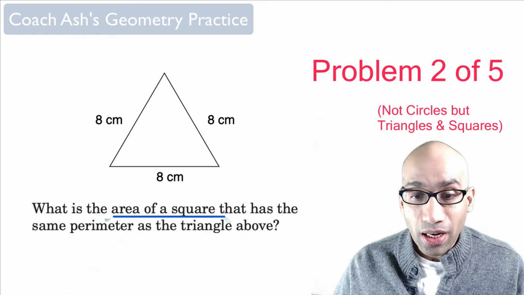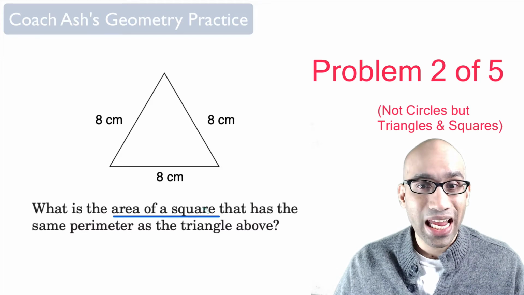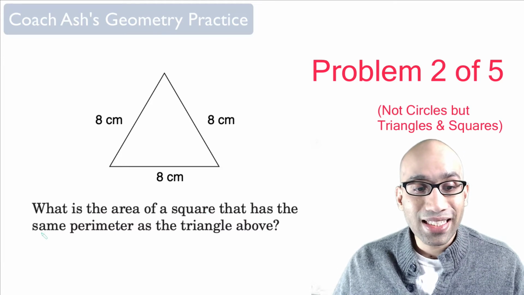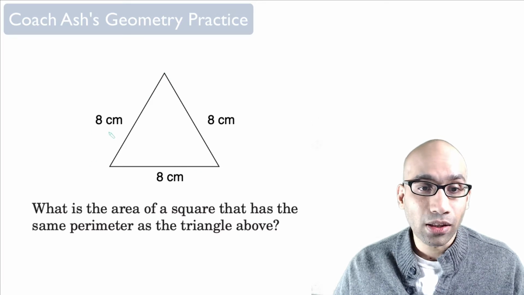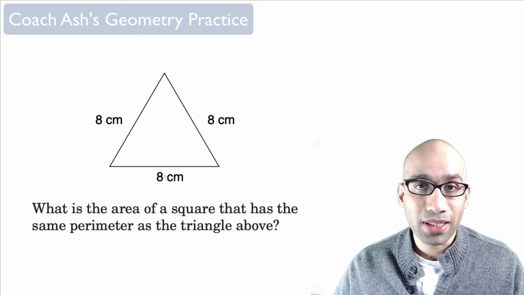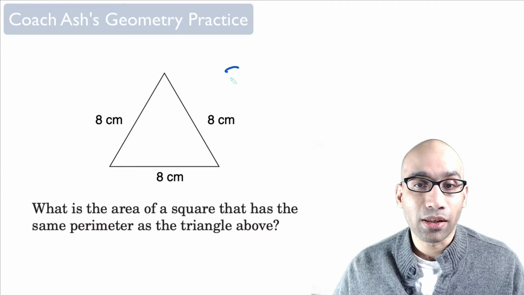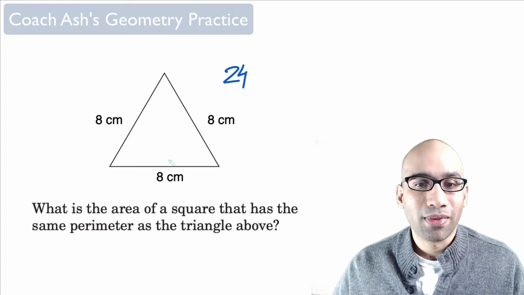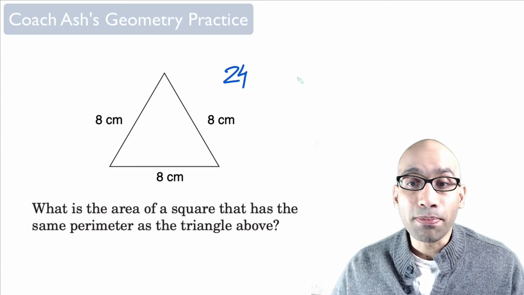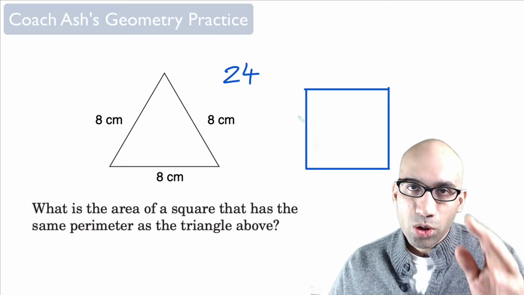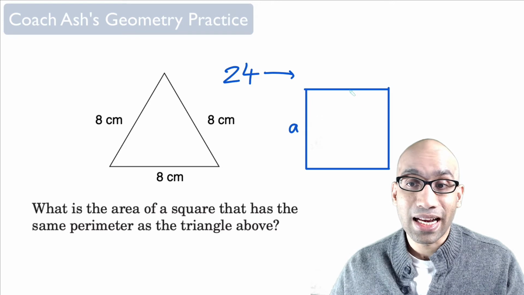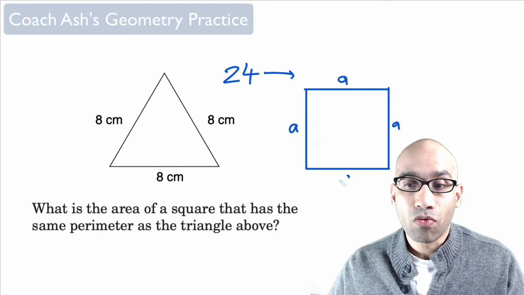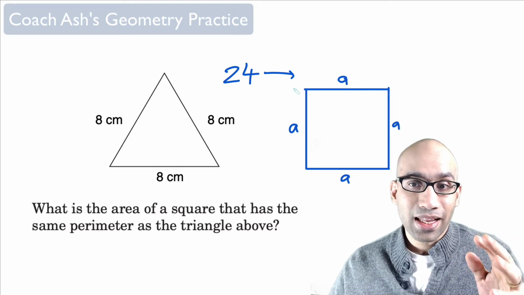This is a very interestingly posed question. They're asking you what is the area of a square which has the same perimeter as the triangle above. So the perimeter of the triangle is just 8 plus 8 plus 8. So the perimeter of the triangle is just 24. Now suppose you had a square whose perimeter is also 24. So this square, let's say its side is A, and A, right? What would be its area?